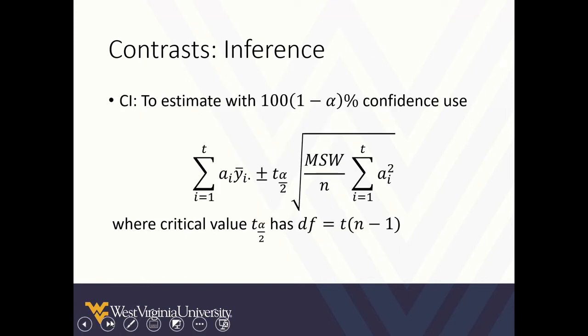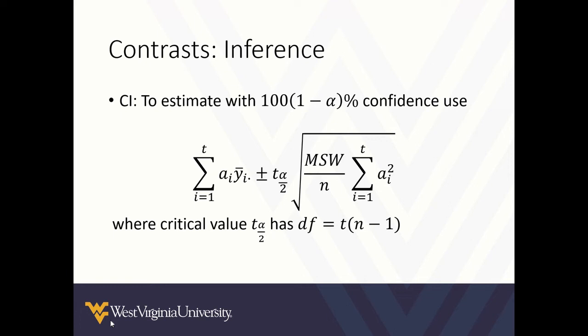And we also can construct a confidence interval. To estimate the 100 times (1 minus alpha) % confidence interval, we use the following formula: the summation of i equals 1 to t of a_i times the row means, plus or minus t alpha over 2 multiplied by the square root of MSW over n multiplied by the summation of i equals 1 to t of a_i squared. And of course, our t alpha over 2 value has degrees of freedom equal to t times the quantity of n minus 1.